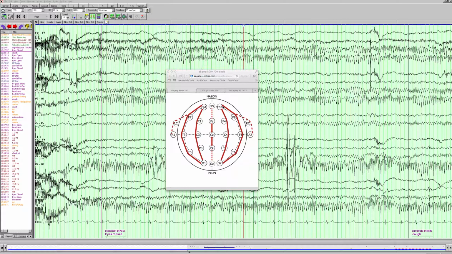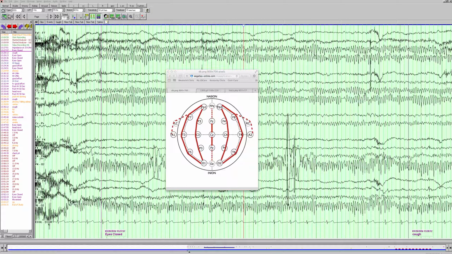We've got the right frontal polar going down the parasagittal chain, and then we have the right temporal going down the temporal chain. And here in the middle, we've got FZ to CZ to PZ going right down the vertex. Now this montage shows the left side over the right side, and personally I don't care for this montage.